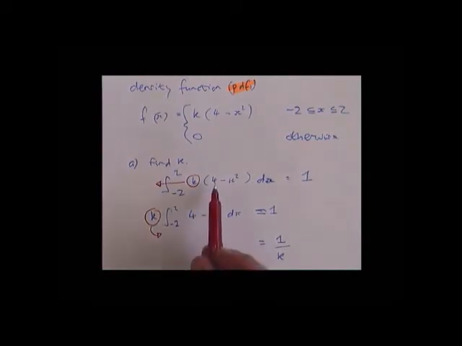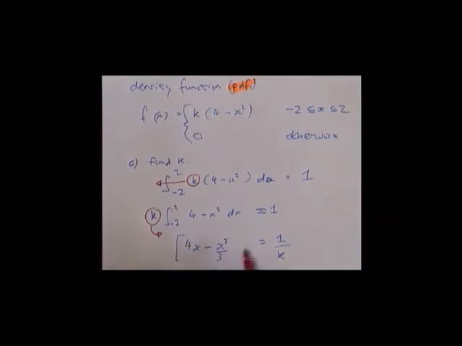So Hannah, can you integrate 4 minus x squared for me, please? 4k. Not 4k, because we're integrating with respect to x. The k's over here now, so don't worry about the k. Can you integrate x squared? A third x cubed. Yeah, that's right. So they've done the integration, 4x minus x cubed over 3. I'm doing it between the limits of 2 and minus 2.